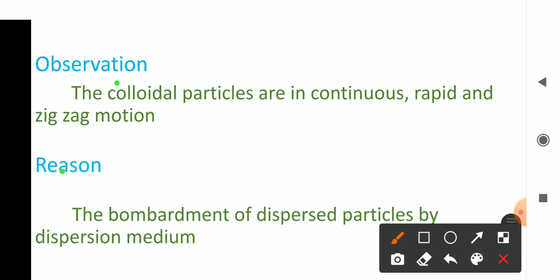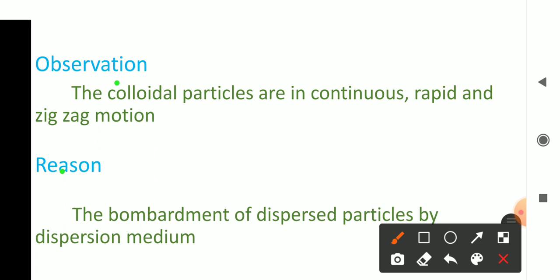Students, we know that in order to prepare a colloidal solution, we need two things. Or generally, to prepare a solution, we need two things. What are they? One is solute and the other is solvent. And in the case of a colloidal solution, the solute is equal to the dispersed particle and the solvent is equal to the dispersion medium, isn't it? Yes.